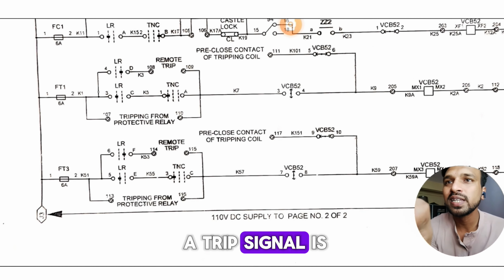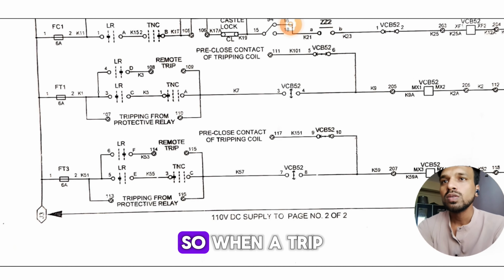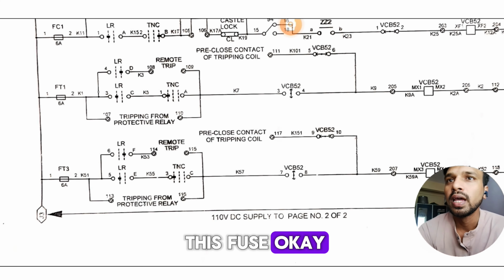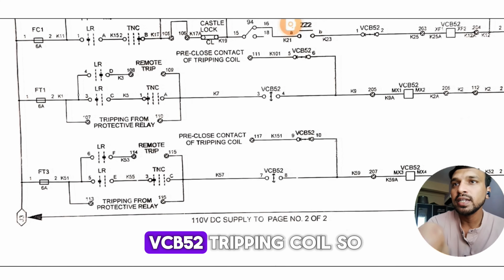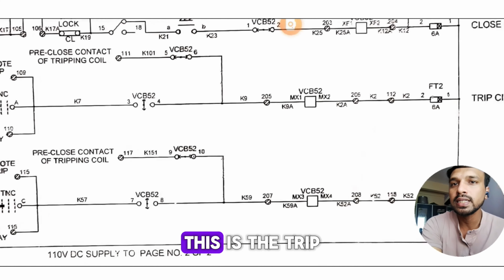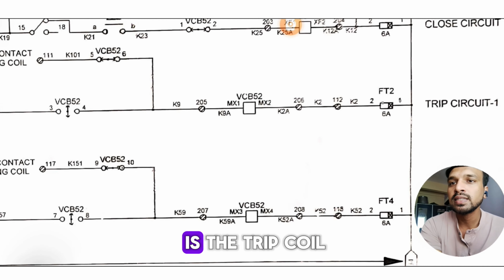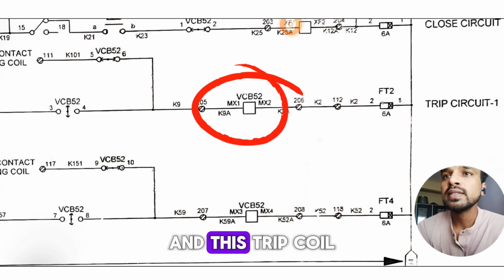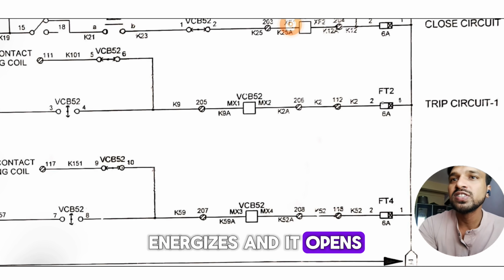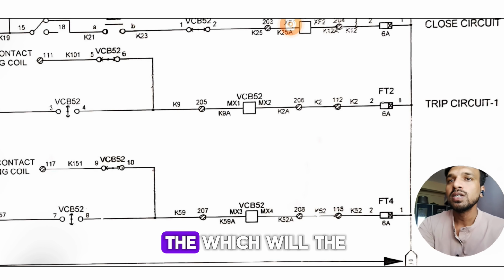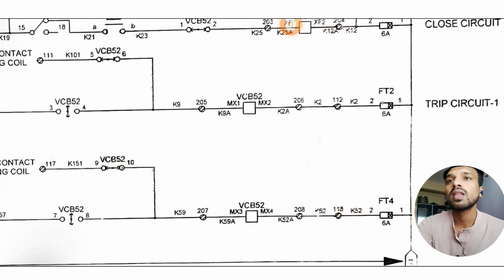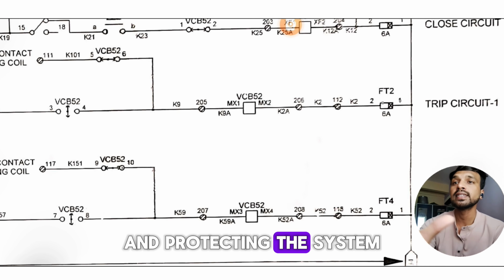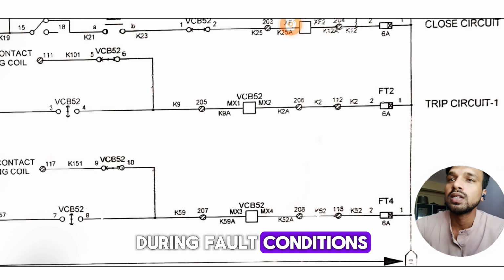We will see how a trip signal is sent. When a trip signal is sent by this fuse, then it energizes the VCP52 tripping coil. So you can see here, this is the trip circuit 1 and this is the trip coil 1. VCP52 is the trip coil, and this trip coil energizes and it opens the breaker, ultimately cutting off the flow of electricity and protecting the system during fault conditions.